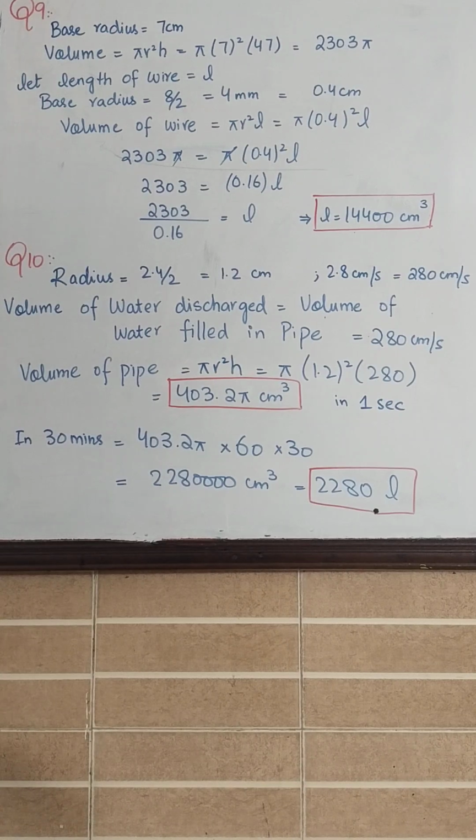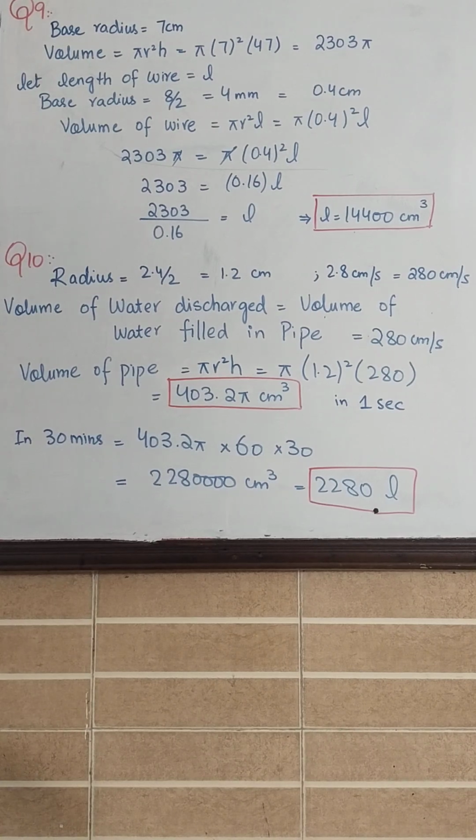Now we know the length is 47 cm. So we have to calculate the volume. Volume is equal to pi r square h. The formula we know, and by putting the values in the formula we get the volume 2303 pi.